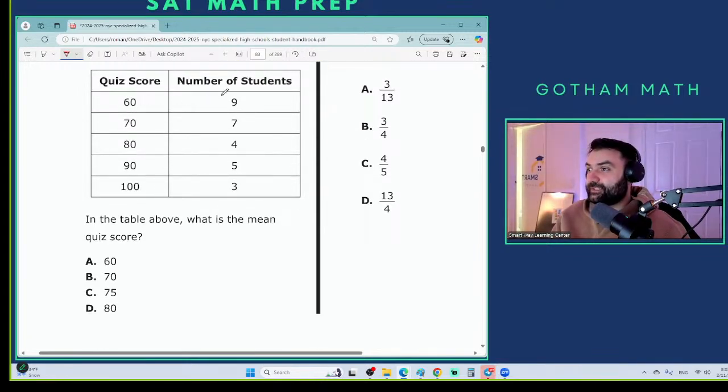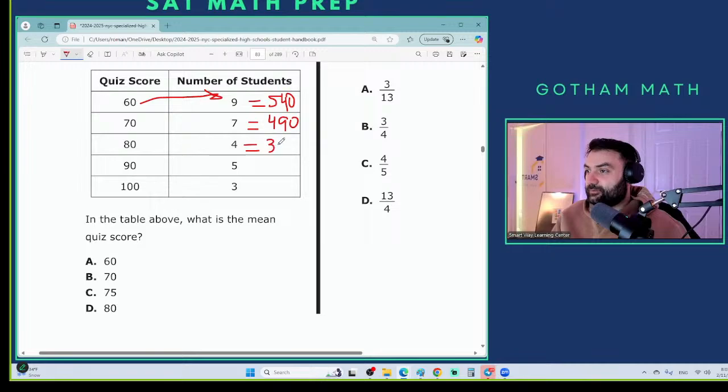Quiz score 60, number of students 9. In order to find the mean quiz score, we have to find the total points scored. How do we find total points scored? 9 people scored 60, so how many points did these 9 people score together? 540. 7 people scored 70 points. How many points did they score together? 490.